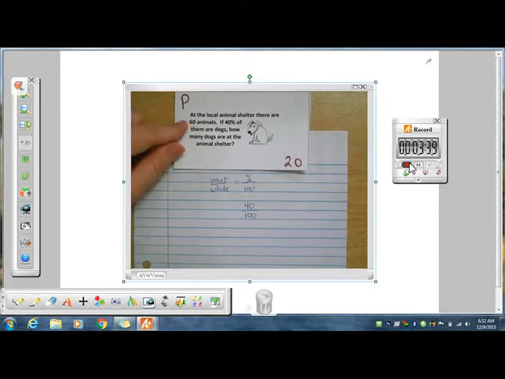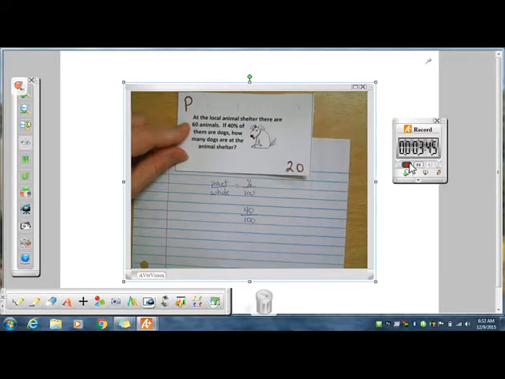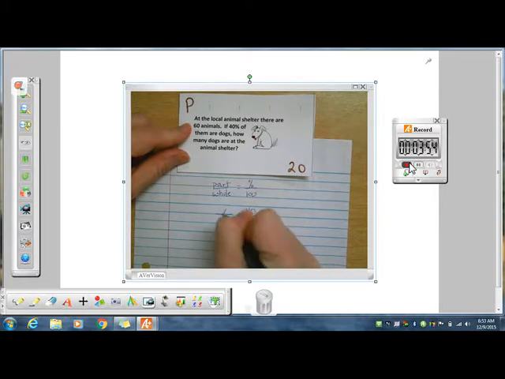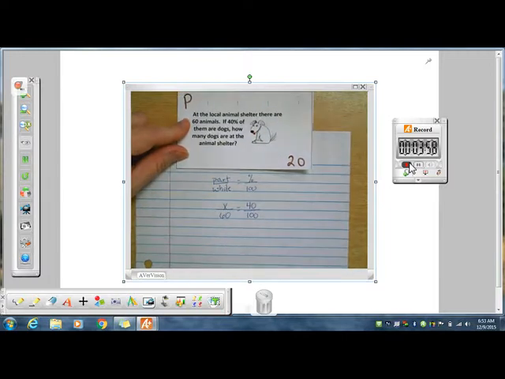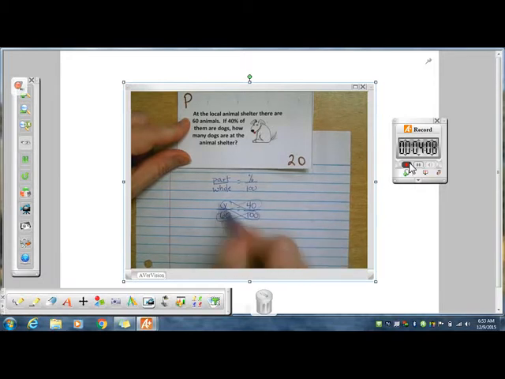Okay? So at the local animal shelter, there are 60 animals. So that's going to be my total because that's how many animals there are. And we're looking at how many are just dogs. There could be cats and rabbits and ferrets and who knows what else. So the total animals, that gives me my whole. And I'm looking for how many are dogs. Well, here's the thing. I can't find a relationship between 60 and 100 this time, so I have to cross multiply.